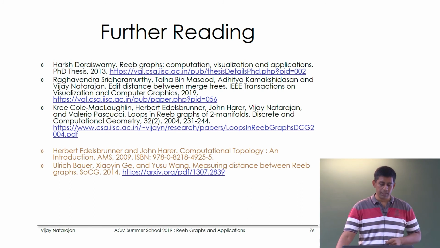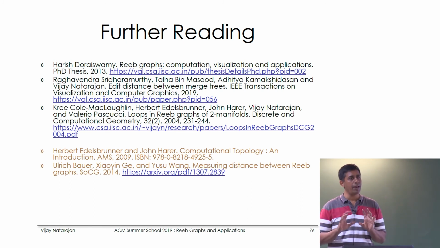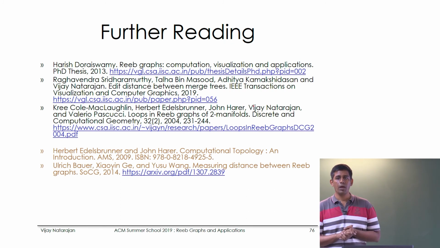Raghavendra has a nice paper on comparing trees, right. You can read this to understand some applications of contour trees and Reeb graphs. The third reference is the one that describes the loop properties, the number of cycles and so on. So if you are interested in that kind of work, then you can look at the third reference.